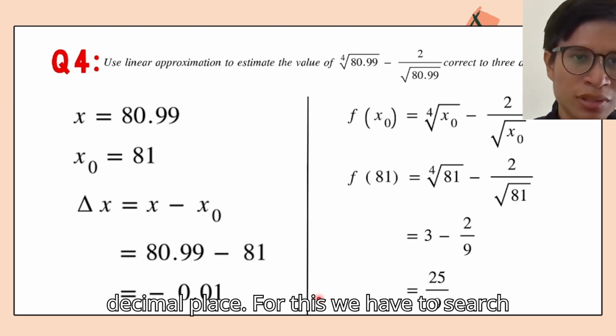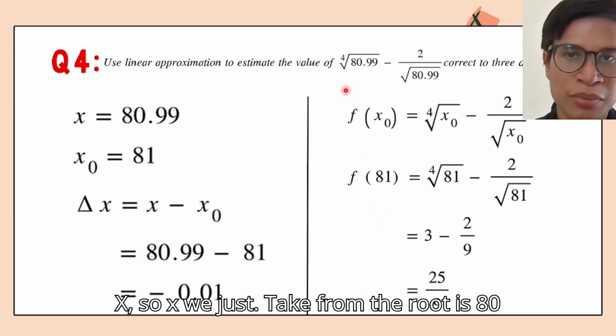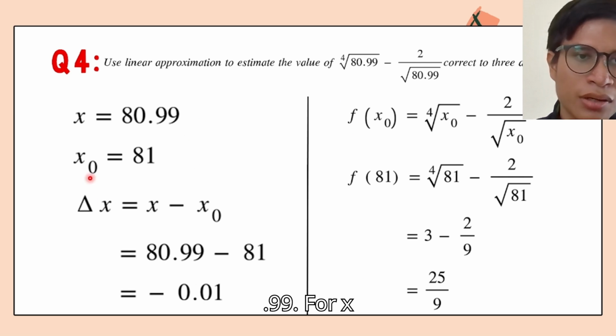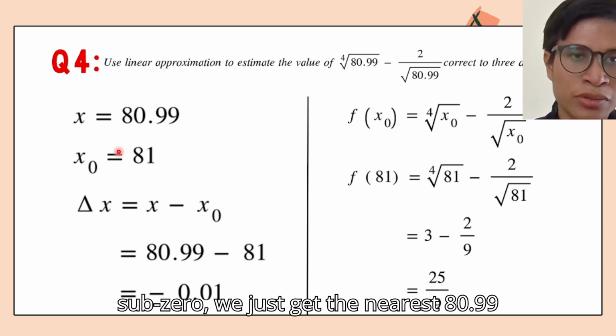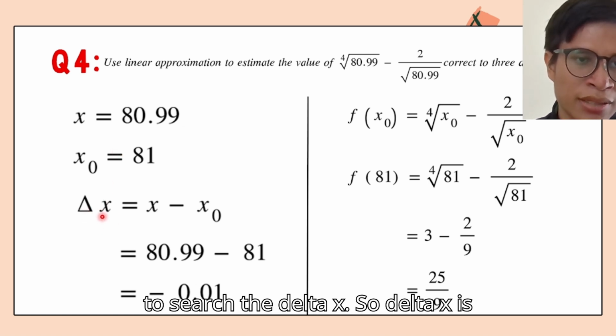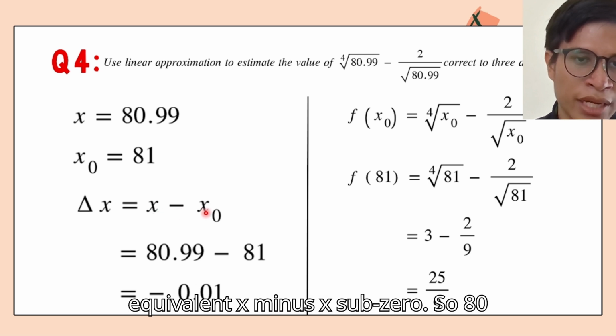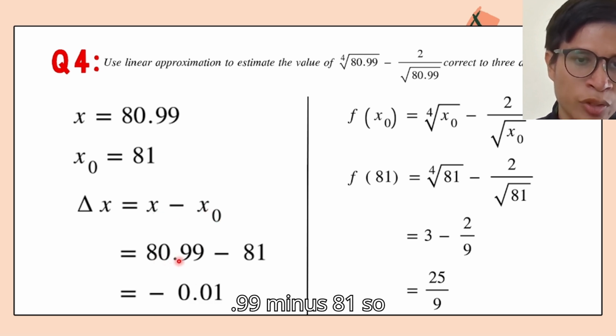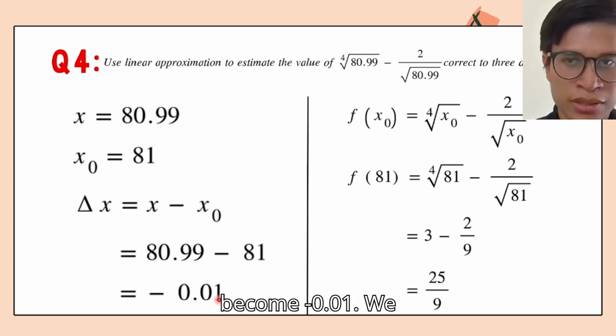For this, we have to search s. So s we just take from the root is 18.99. For s sub 0, we just get the nearest to 18.99, which is 81. And after we get that, we have to search delta s. So delta s is equivalent to s minus s sub 0. So 18.99 minus 81 becomes negative 0.01.